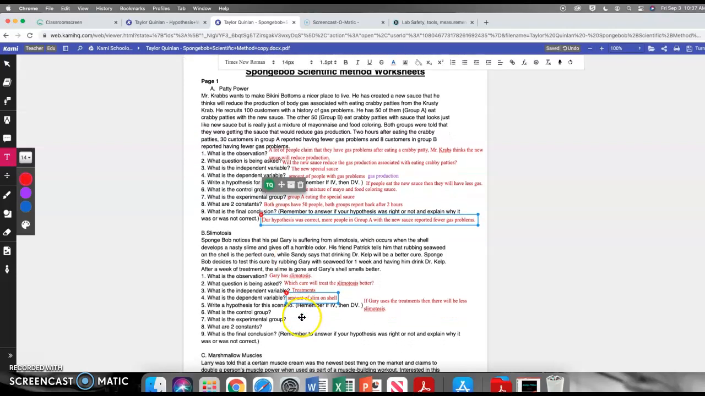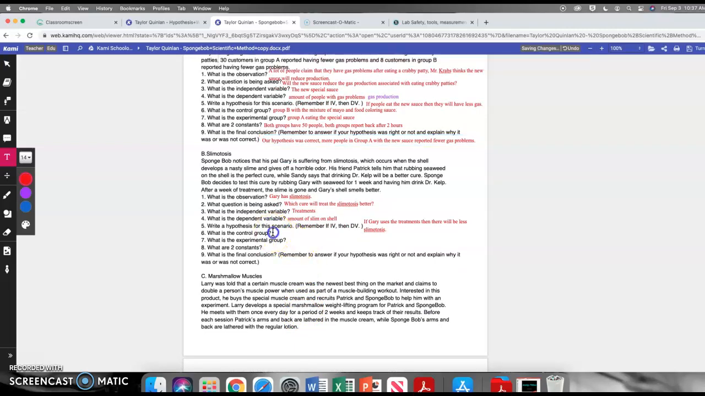All right, let's go down to section B. Remember our control group and our experimental group. Control group is the group that does not get the independent variable. Unfortunately, with this, we don't really have a control group that we can compare it to. We don't have two Garys. So we have to think about what we are comparing the amount of somatosis to. Well, that was Gary before the treatments. Then the experimental group is getting the independent variable, which is the treatment. So it's Gary with the treatments.